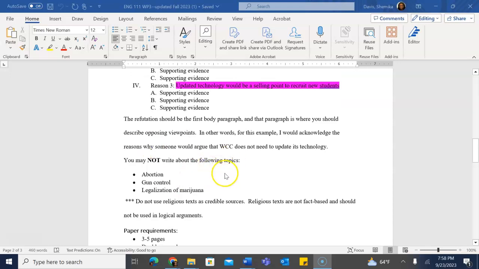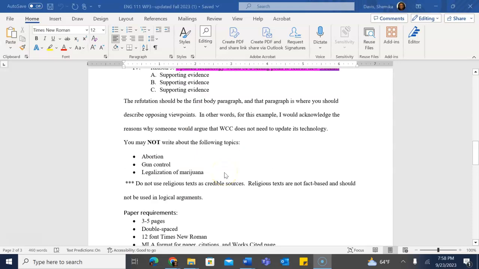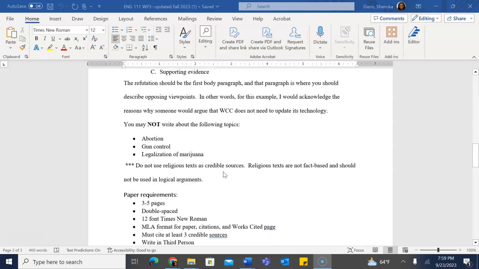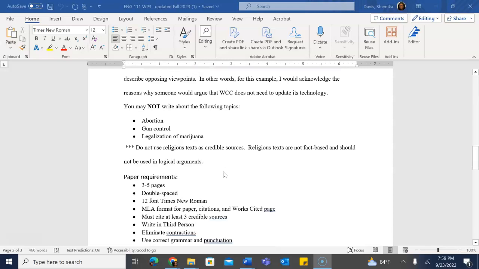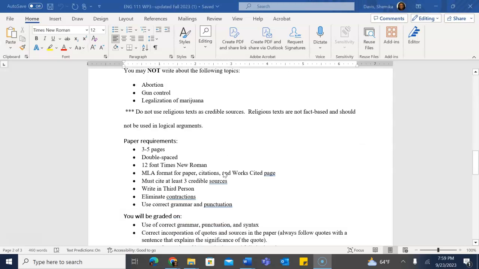you may not write about the following topics. That's abortion, gun control, legalization of marijuana. We're not allowed to use religious texts as credible sources because under certain circumstances, excuse me, I'm getting tongue-tied here, they're not viewed as fact-based, so we're not able to use them. Obviously it's not really my viewpoint, but we want to make sure we're using scholarly sources when we're quoting.